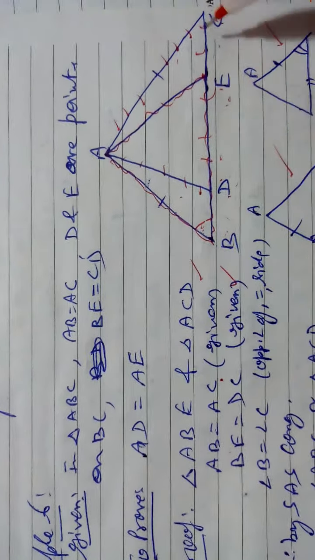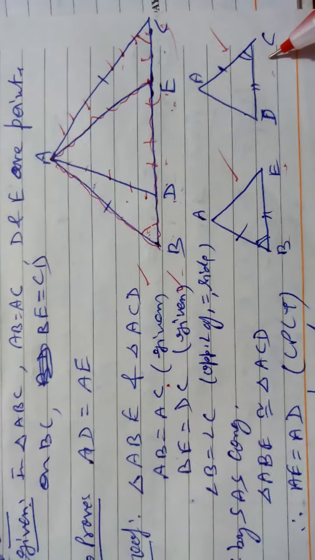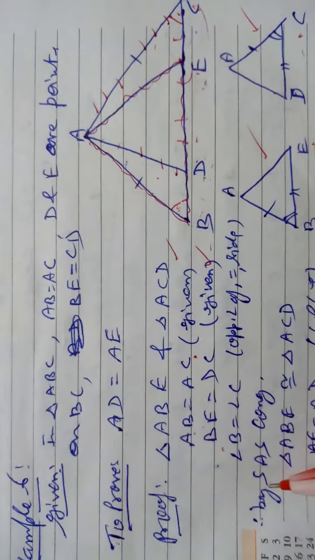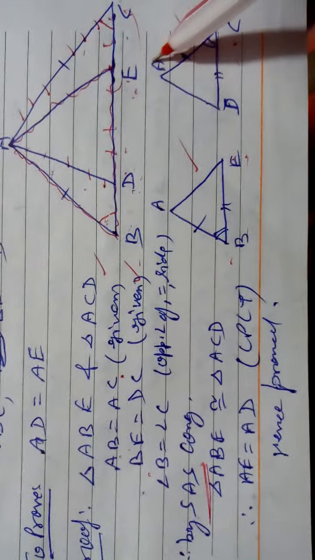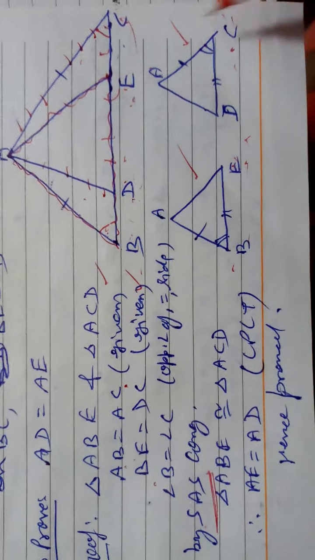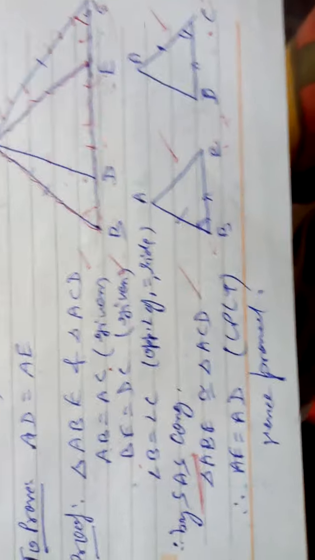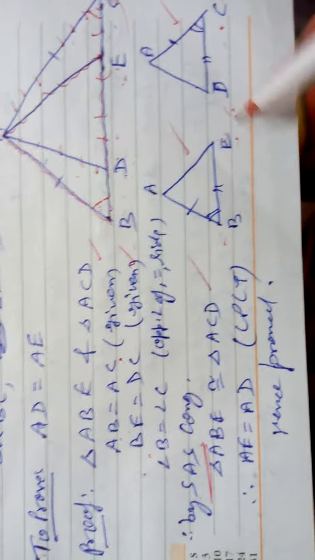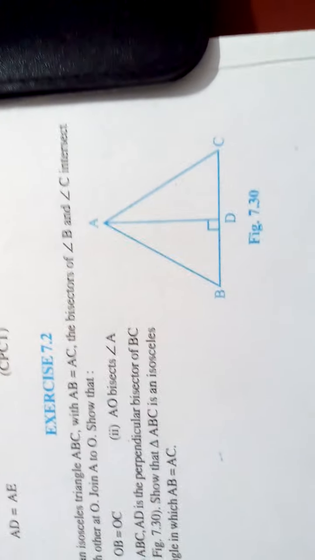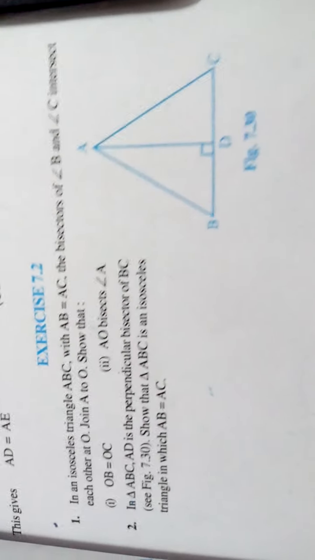And this angle will be equal to this angle because of base angles of isosceles triangle, B equal to C. So by these three, two sides and included angle, SAS congruency, triangle ABE congruent to ACD, then by CPCT AE is equal to AD. Hence proved. And in the book one more method is given that you can see. Exercise 7.2, two questions you see in this lecture.